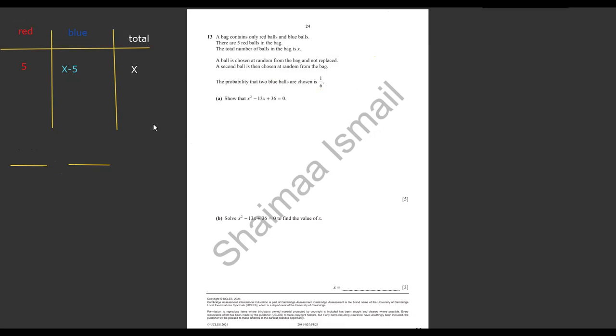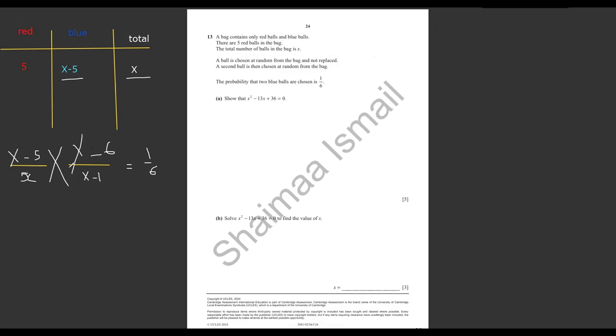Let's do this. So the first here is X minus 5 dividing by X. Am I right? The first blue ball chosen is X minus 5 divided by the total X. And here multiplying by X minus 5 minus another 1, which is X minus 6, dividing by X minus 1. Okay, so this will be X minus 6. And we just calculate this, which equals 1 out of 6.